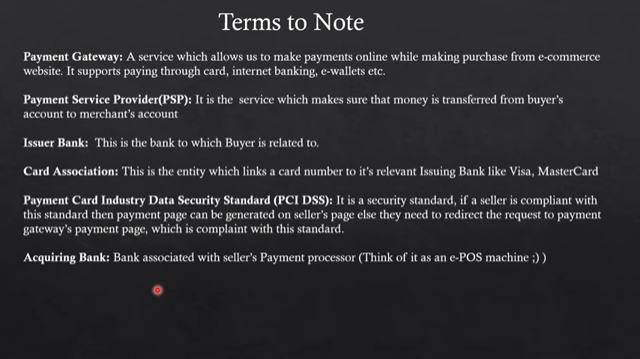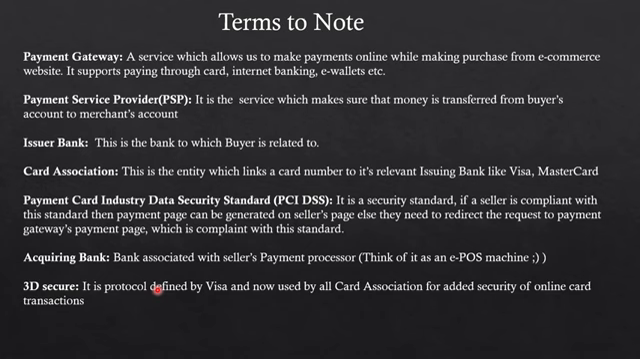Next is the acquiring bank. The acquiring bank is the bank which is associated with the seller side. You can think of the acquiring bank as an e-POS machine. When there was no online payment, or even now when you go to a shop and want to buy some stuff using a card, you give the card and the seller uses a POS machine. That POS machine is issued by some bank. Similar to that, the payment processor is also issued by some bank, so you can consider it as an e-POS. That is the acquiring bank. The acquiring bank comes into the picture on the seller side.